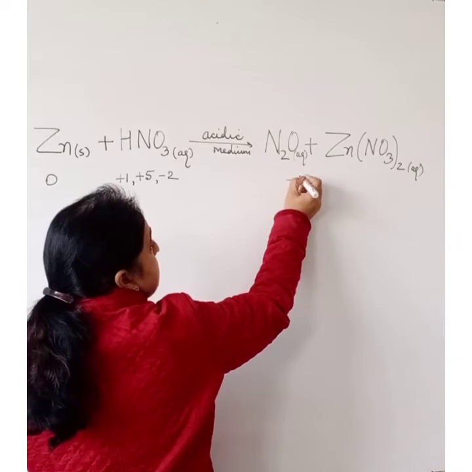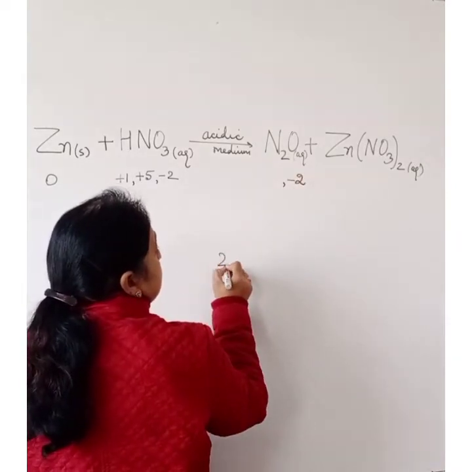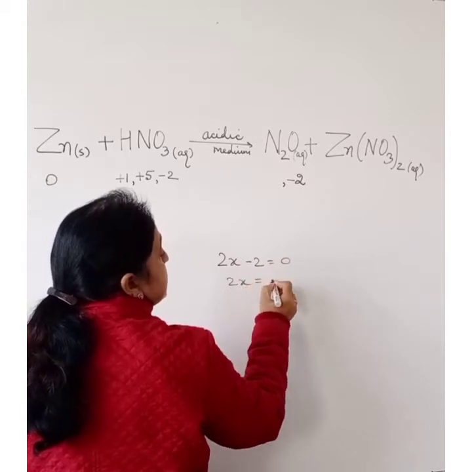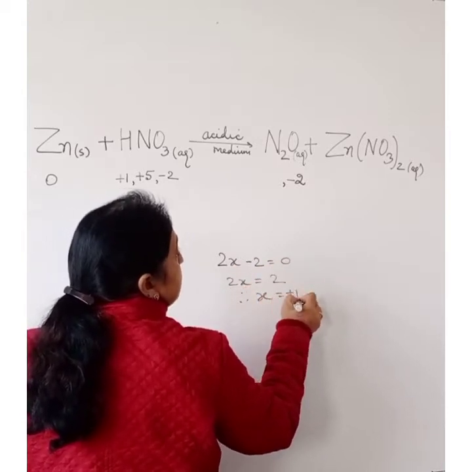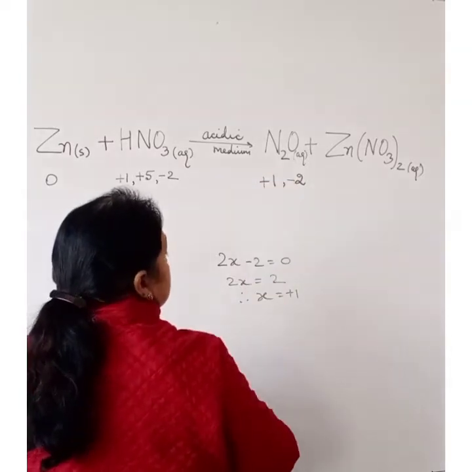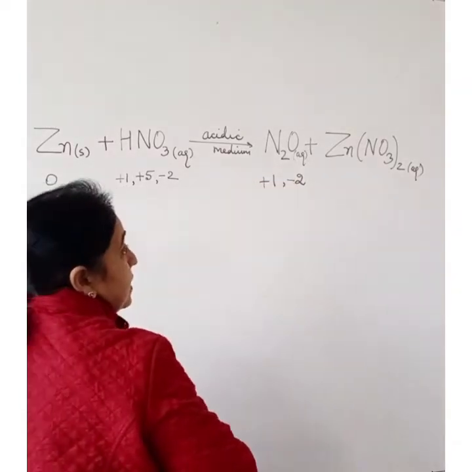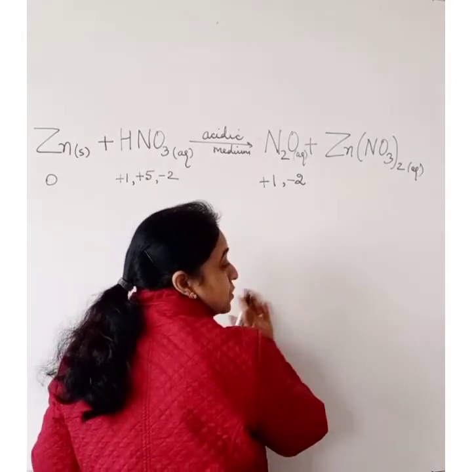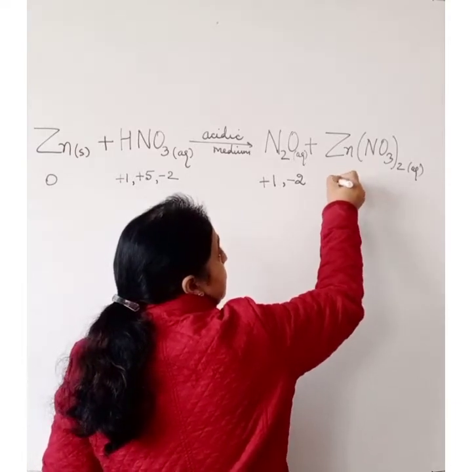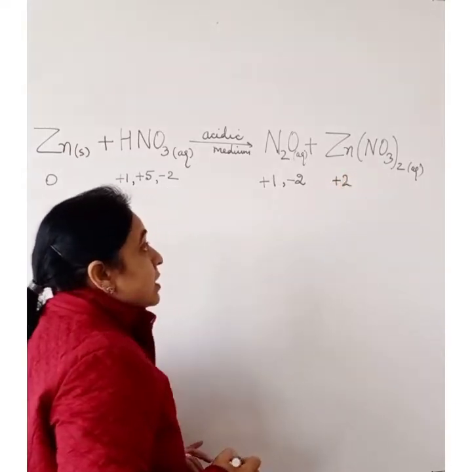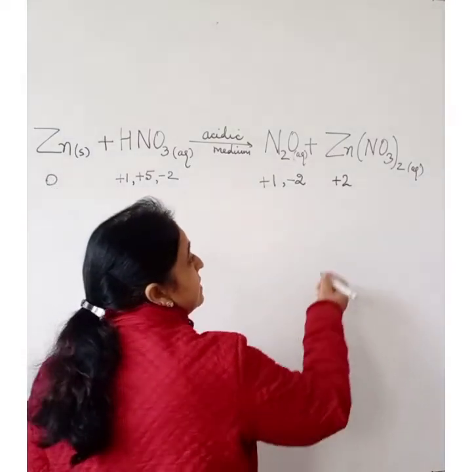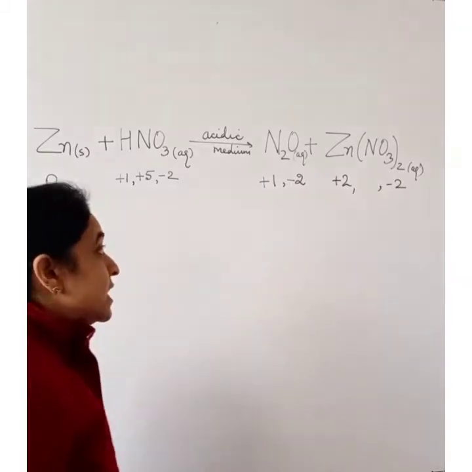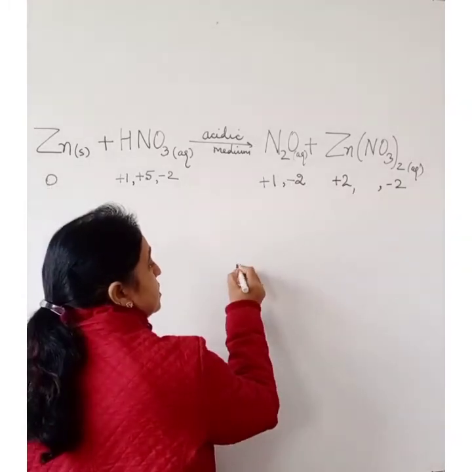Here oxygen is -2. Nitrogen: 2x minus 2 is equal to 0. 2x is equal to 2. Therefore X is equal to +1. So +1. Now let us see here. Zinc belongs to D block. +2 is the oxidation number of zinc. -2 is the oxidation number of oxygen. Let us calculate for nitrogen.